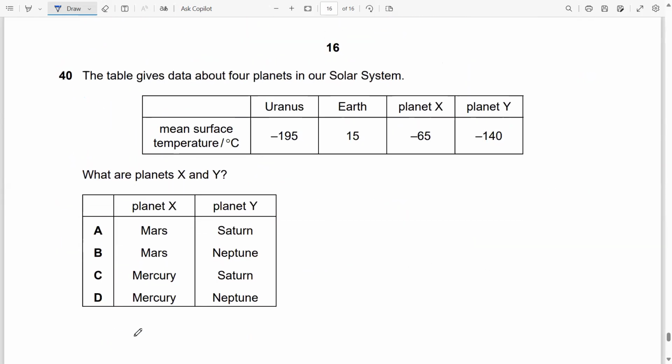Question 40. The table gives data for planets in a solar system. What are the planets X and Y? So mean surface temperature is given. So planet Y here is Saturn and planet X here will be Mars. So option A is correct here.